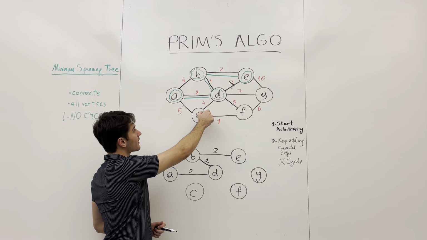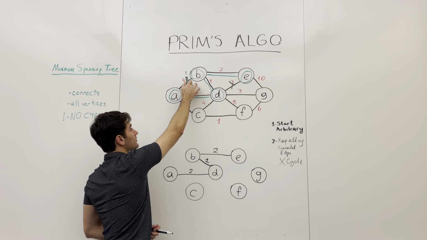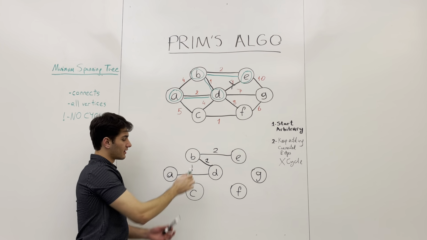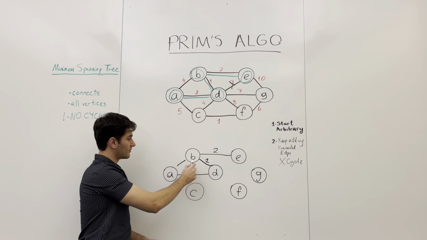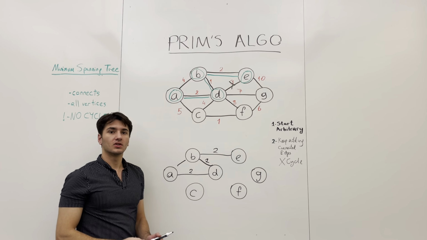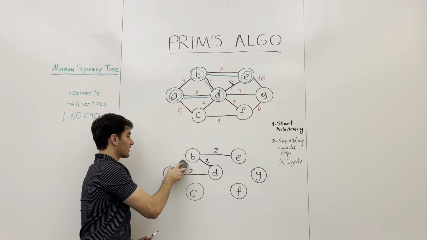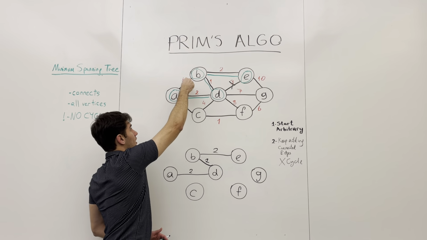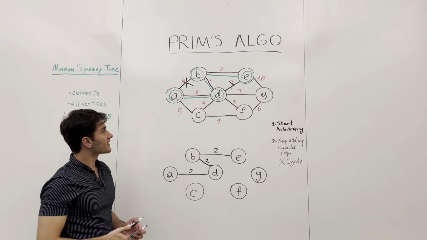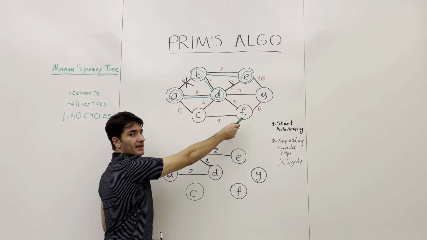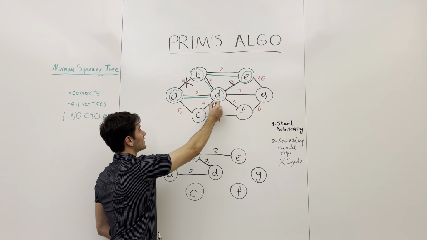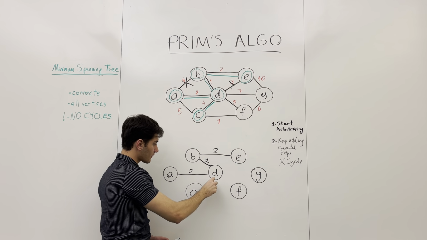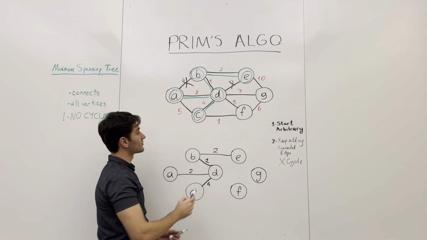We have 4 here that is connected. We also have another 4 here, but if we want to add this 4, we would create another cycle between A, B, and D, which we do not want. So we cannot add that edge either. And let's cross that edge out. So what is the next smallest edge? You see 7, 10, 8, 6. We have 4 from D to C. And then we reach C now. The edge weight is 4.